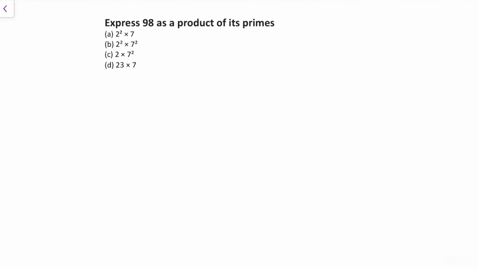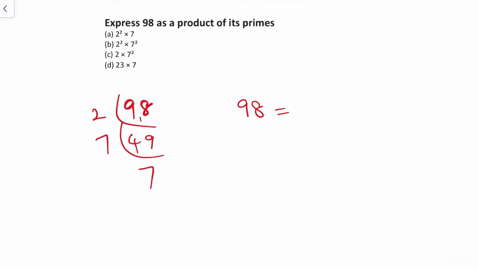Next, express 98 as a product of its prime numbers. Let us check. We need to do the prime factorization for 98. 2 4s are 8, 1 carry, 2 9s are 18. Now 49 will come in the 7 table, so 7 7s are 49. Then 98 is equal to 2, which is there only one time, into 7, which is there 2 times, so 7 power 2. Then 98 is exactly equal to 2 into 7 power 2.